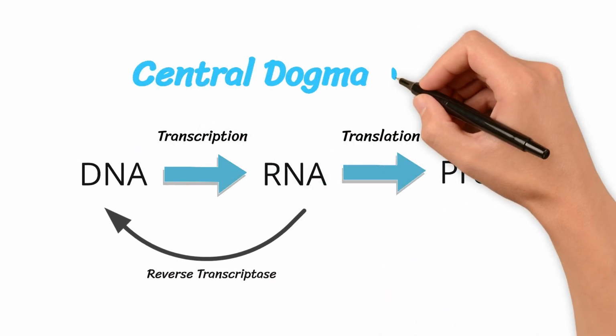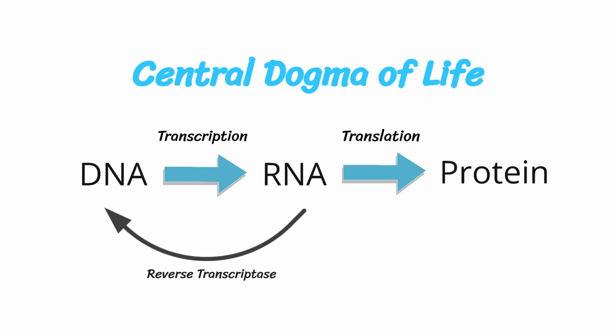So, next time you hear central dogma, think of it as this amazing journey of genetic information from a protected DNA library to a little messenger RNA to a ribosome factory that brings proteins to life. Hope this video helps understand the whole process of central dogma of life.